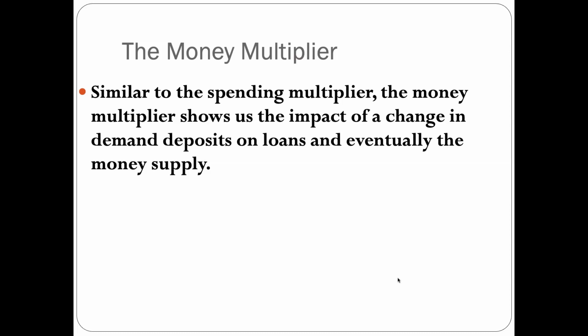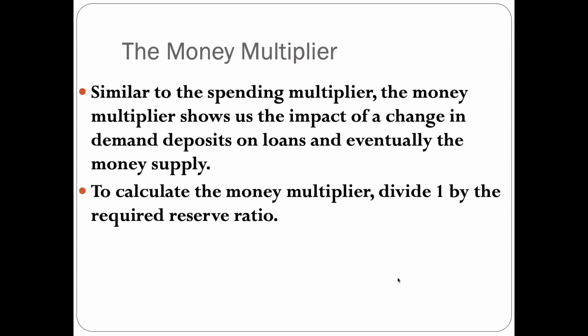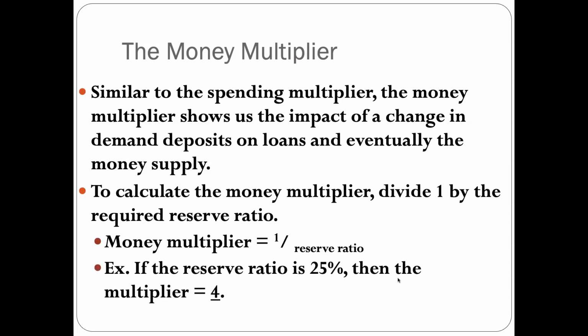All right, the money multiplier. Similar to the spending multiplier, the money multiplier shows us how the impact of a change in demand deposits on loans and eventually the money supply. So the money multiplier will show us that if there is a deposit, how much that will change demand deposits, how much that will change loans, and eventually will change the money supply. And to calculate the money multiplier, you divide 1 by the required reserve ratio. So the money multiplier is equal to 1 divided by the reserve ratio.